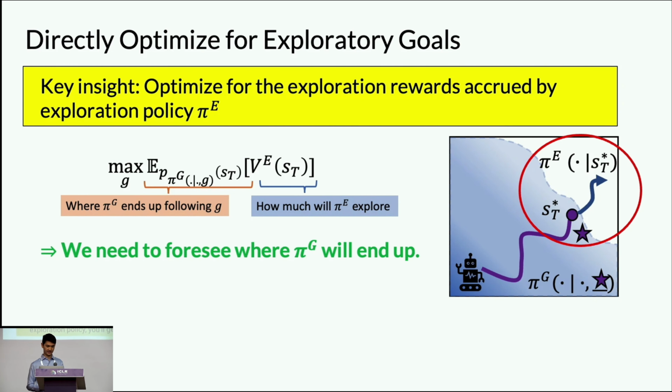So to actually do this in a sample efficient manner, you don't want to just do this in the real world. That'll take forever. Instead, you want to have some model or some way to foresee where the goal condition policy will end up when you give it an arbitrary goal variable g. So what we can do is we can just learn a world model and do everything in imagination.